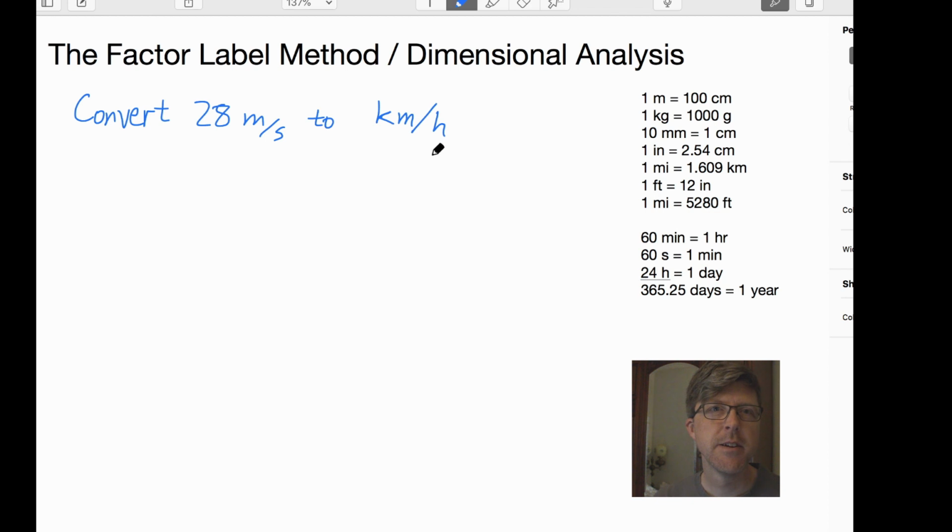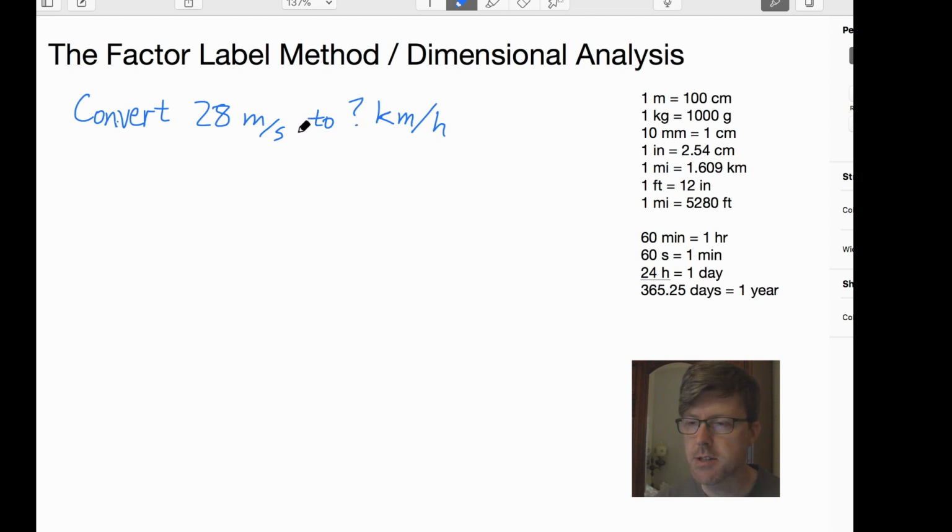Hey, it's Mr. Clegg. Welcome to part two of the factor label method or dimensional analysis. Now we're going to tackle a problem that's a little bit more difficult. We're supposed to be converting 28 meters per second to kilometers per hour. So how many kilometers per hour is that?